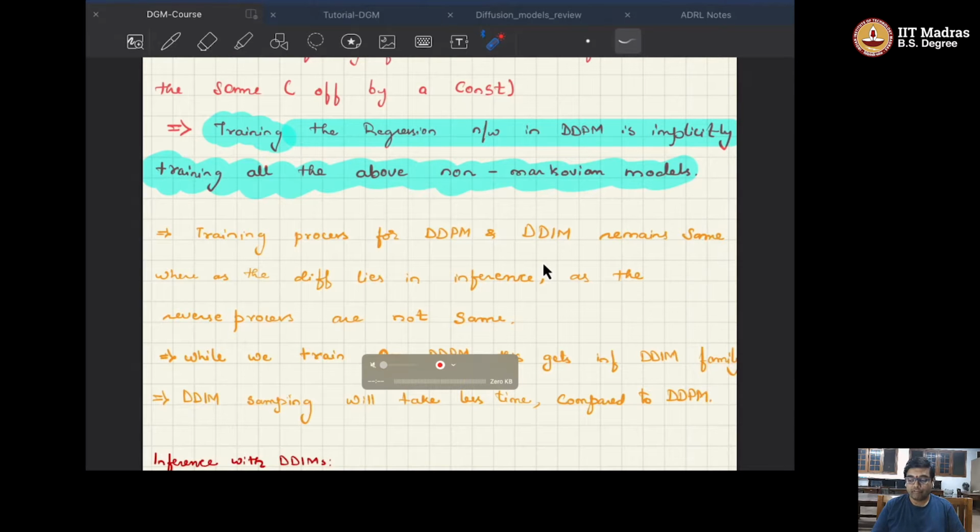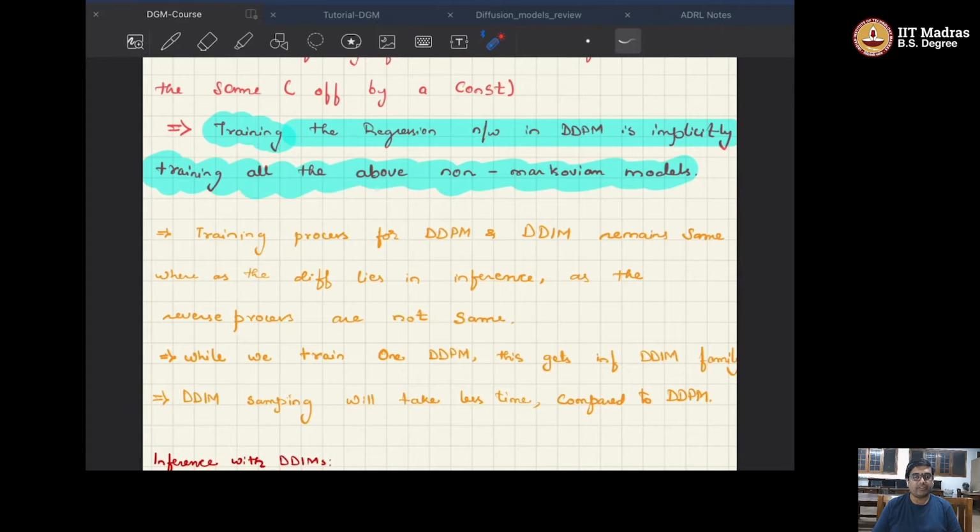Hello all, welcome to this tutorial in which we'll be looking at implementing DDIMs. Now, when I say implementing DDIMs, what I mean is just inferencing using the DDIM method. Now, why are we not training anything?